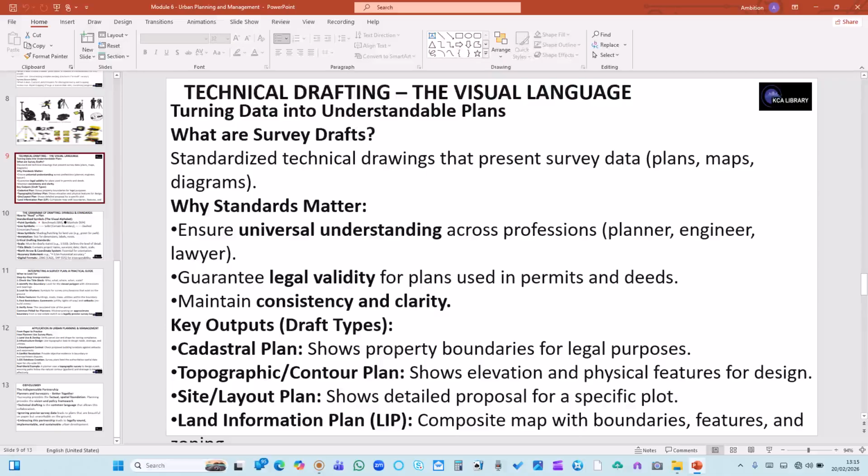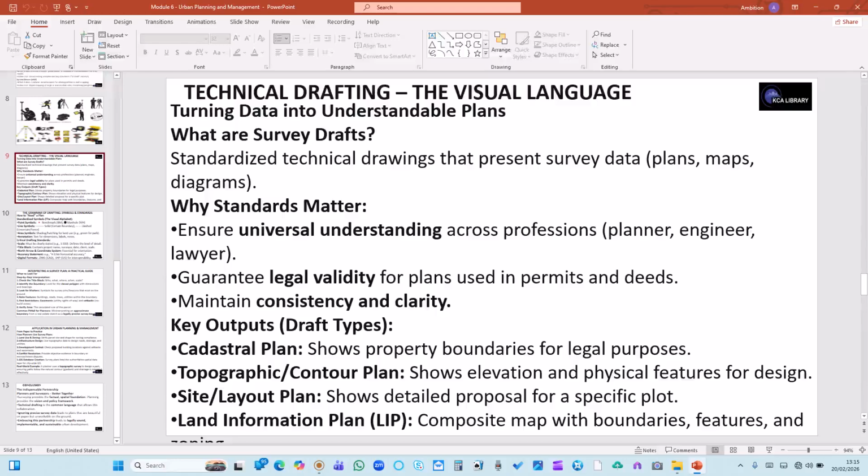plans, and diagrams. Why standard matters is because, one, it ensures universal understanding across the profession, like planners, engineers, and lawyers. So standard is very much important. Two, it guarantees legal validity for plans used in permits and deeds. Standard also helps to maintain consistency and clarity.